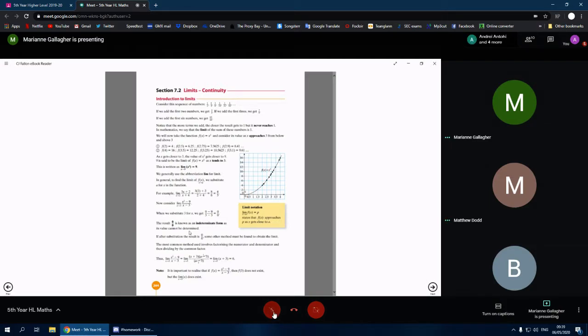The reason I can't is because if you were to sub in x equals 3 in the function, you can't actually work it out because you can't divide by 0. So you have to find some other method. And what that looks like on the graph is a little hole.